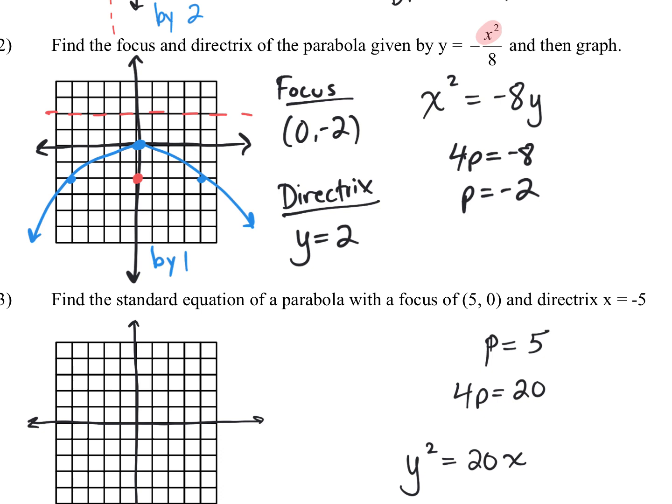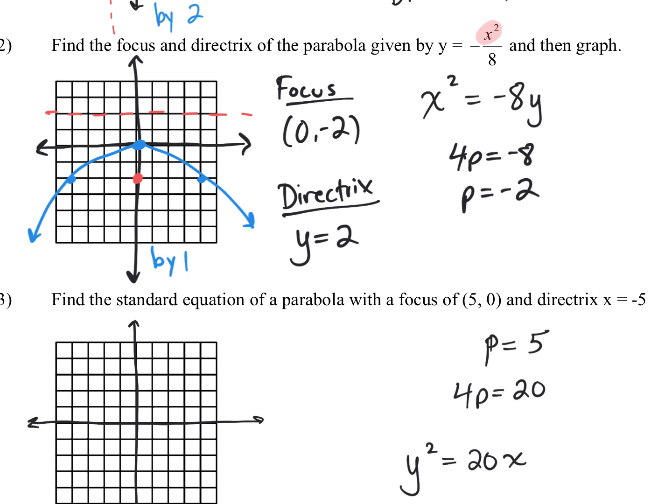That means that my focus will be 2 units in the negative direction from my vertex. This is a problem where x squared is the squared term, so the parabola opens up or down, and because p is negative, that means it opens down. 2 units above the vertex is the directrix, y equals 2, and the focus is (0, -2). And that is about it.